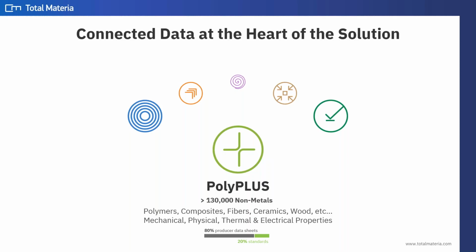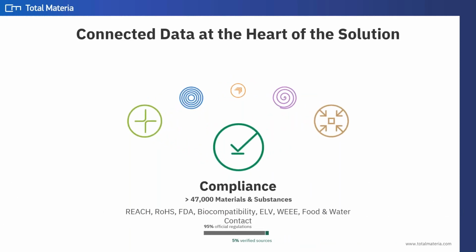So as I mentioned before, on top of all the different properties we also have different compliance statuses available in Total Materia. We cover over 100 different regulations, noticeably REACH, RoHS, FDA, biocompatibility, and you could also see different lists of substances of concern that we update on a monthly basis.